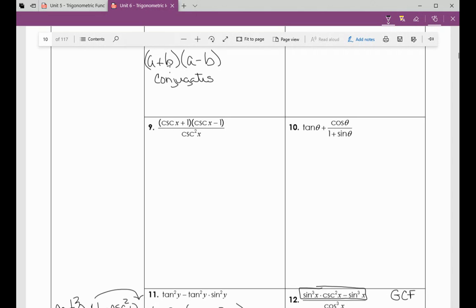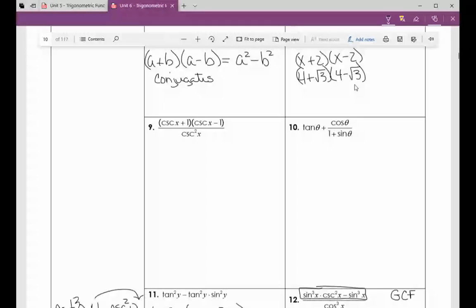They are conjugates. And when you multiply conjugates together, you get a square minus b square. That could be in the form of x plus 2 times x minus 2. It could be 4 plus the square root of 3 times 4 minus the square root of 3. Conjugates come in any form, even trig identity form. So now that I've said conjugates here, do you see the conjugates in the numerator of number 9? Okay, so when you multiply those out, you're going to do a square minus, it's always minus b square. So that's going to be cosecant square x minus 1 over cosecant square x.